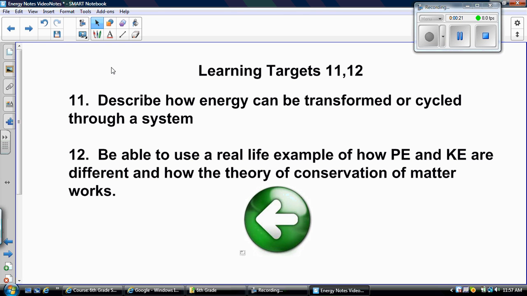Describe how energy can be transformed or cycled through a system. Be able to use a real-life example of how PE, potential energy, and kinetic energy are different and how the theory of conservation of matter works.